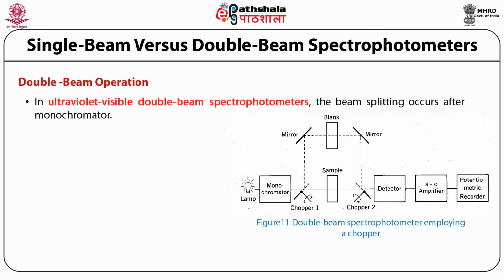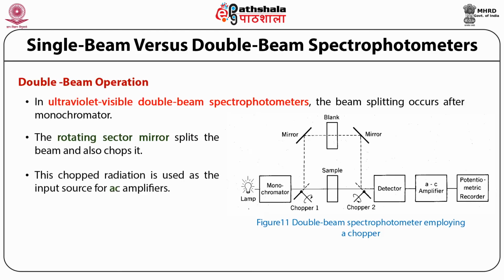In ultraviolet visible double beam spectrophotometers, the beam splitting occurs after the monochromator, using front surface mirrors. The rotating sector mirror alternately passes and reflects the beam several times a second and thus splits the beam and also chops it. This chopped radiation is used as the input source for AC amplifiers, which provide amplification stability.